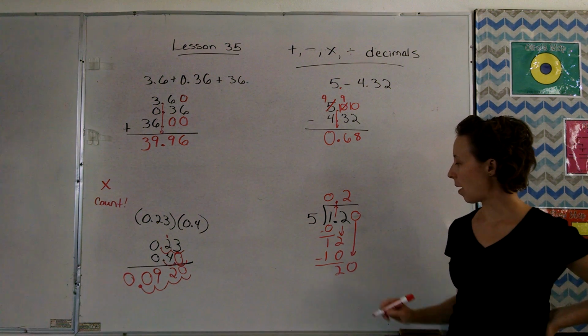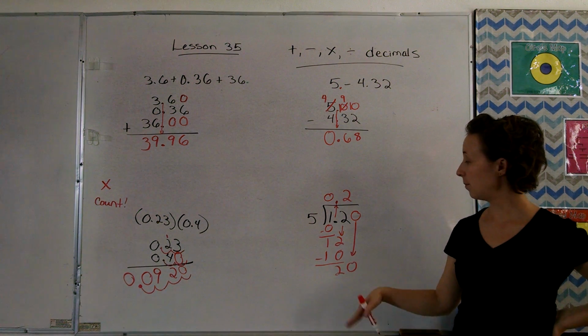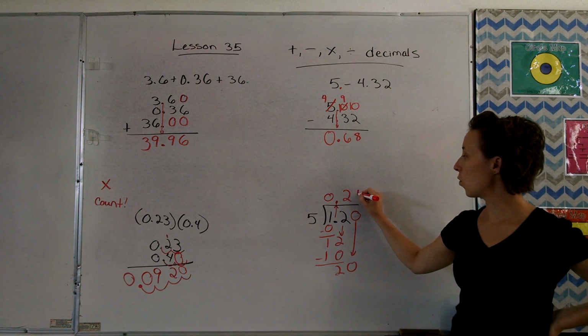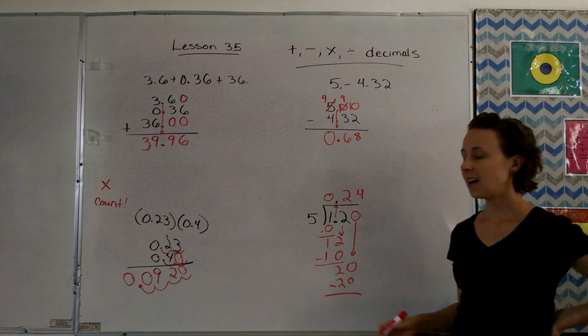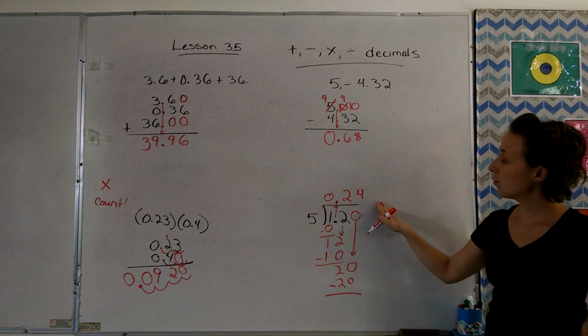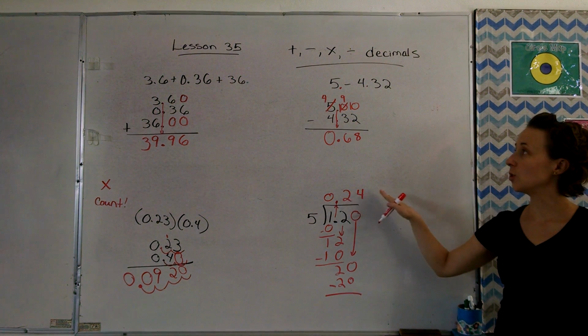Let's see if we can solve this problem. Now I have 20. 20 divided by 5 is 4. 4 times 5 is 20. And now I'm finished. My answer for this problem is 0.24.